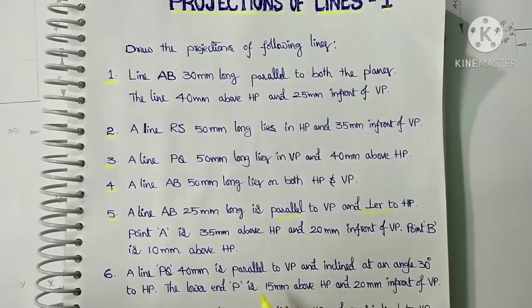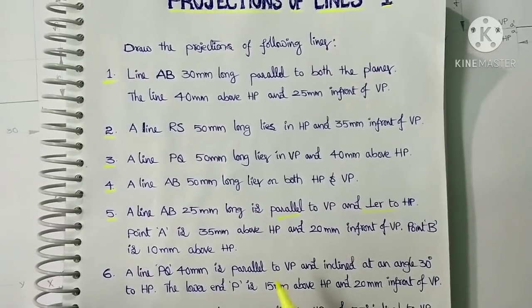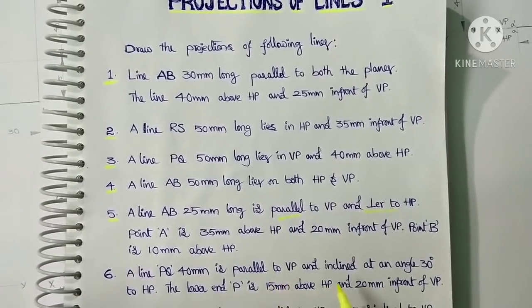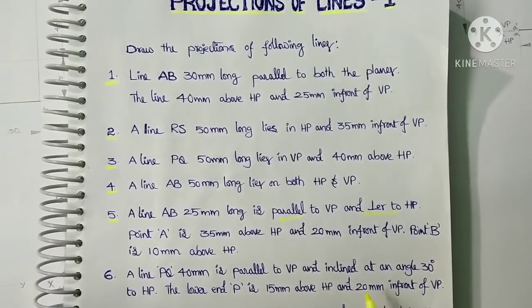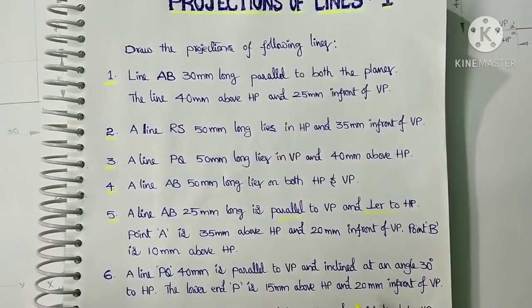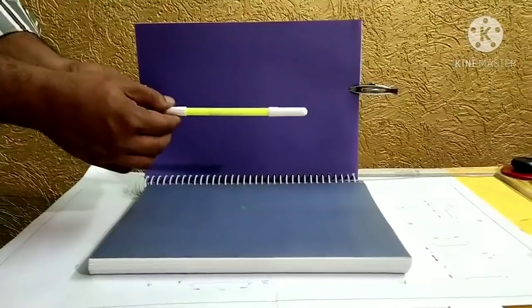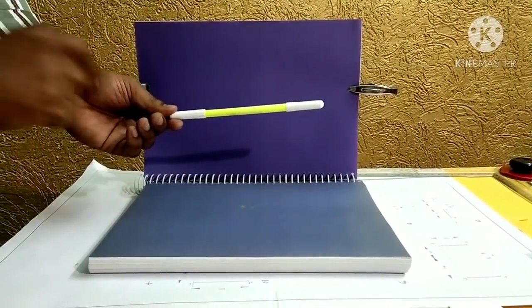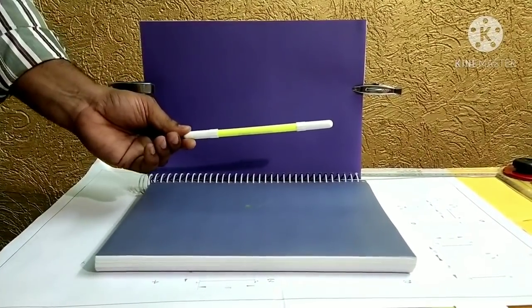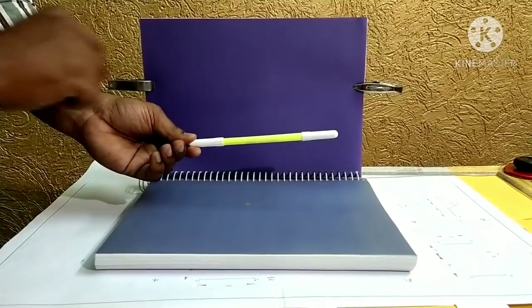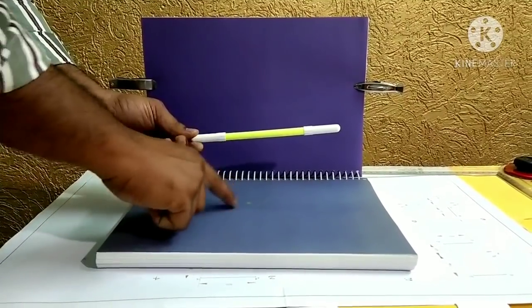Lower end P is 15 mm above HP. That means 15 mm above the reference line. 20 mm in front of VP. In front of VP means below the reference line. Remember this point. Here this line is 40 mm and it is parallel to the VP. Similarly, it is 30 degrees inclined to the HP. But according to this position, this is parallel to the HP also.